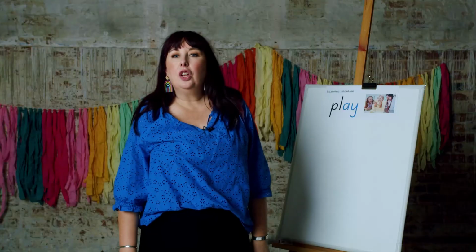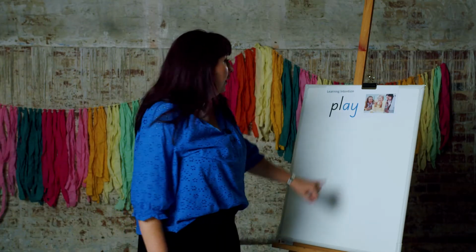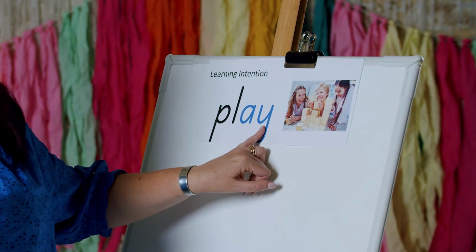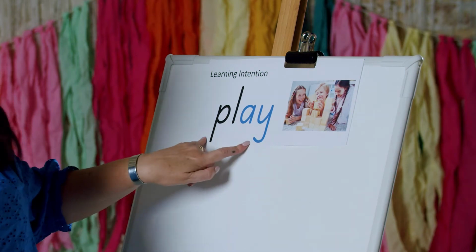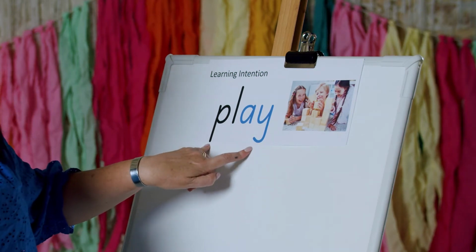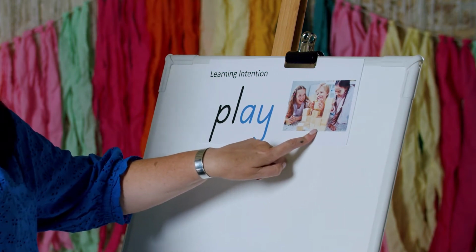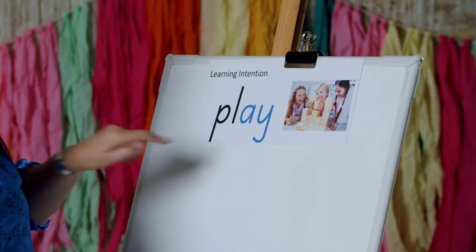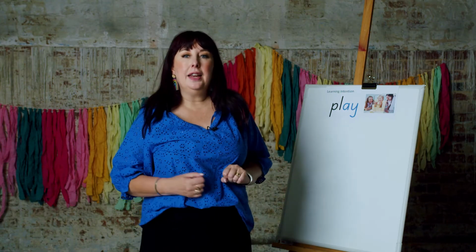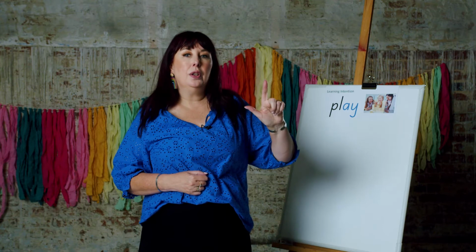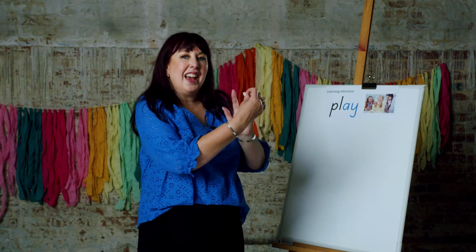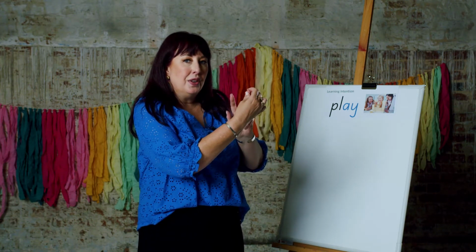Okay, so we're having a look at a new digraph, the digraph AY, and that represents an A sound at the end of a word. Our key word for this sound is play. Here we can see some children who like to play with blocks. Play. Let's say the word together, play. Let's sound it out. P, l, A. Can you hear that that A is at the end of the word?